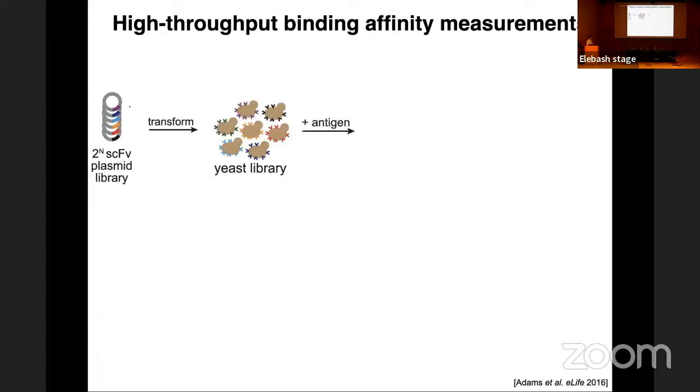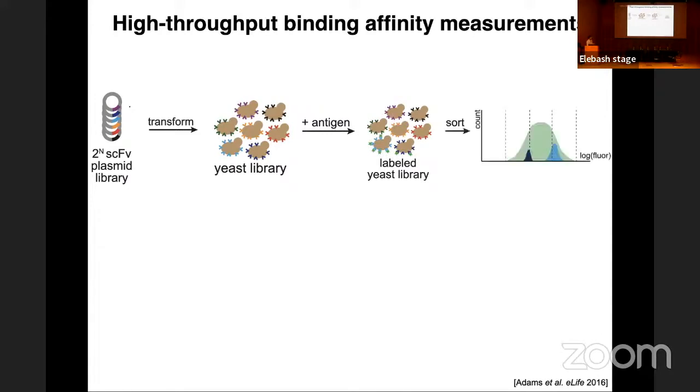And then we used this method, which was developed by Rhys Adams in collaboration with Alex and Thierry, and I believe Justin Kinney, to measure the binding affinities of all of these variants to various different strains of hemagglutinin. Basically, you take this library and transform it into yeast. Each yeast expresses one particular antibody. Then you add some antigen at some concentration, and it binds to the antibodies on the surface of yeast if that particular antibody binds that particular antigen.